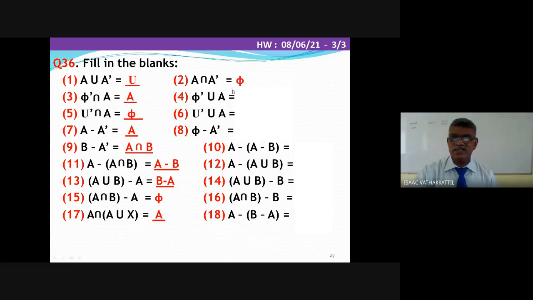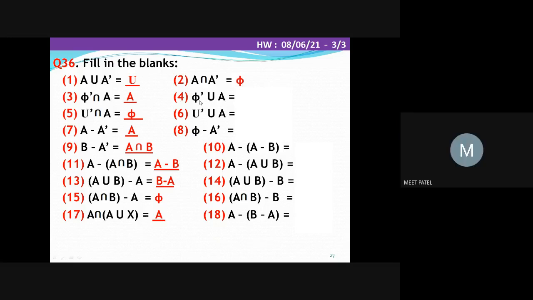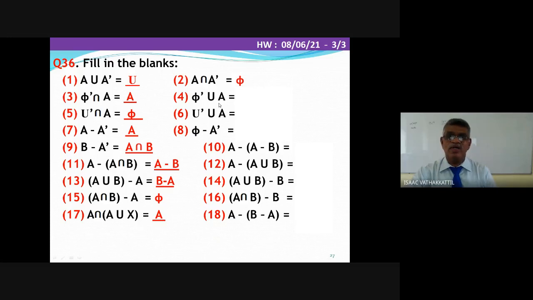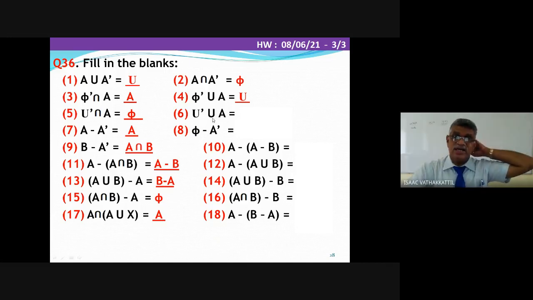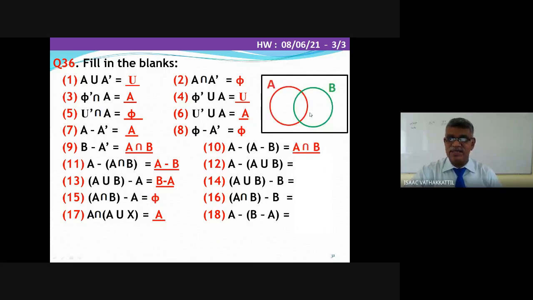A intersection A dash, null set we know. Now what is phi dash union A? Tell what is phi dash. Phi dash is the universal set. Universal set union A is the universal set. What about U dash union A? What is U dash? Null set. What is the null set union with A? A. Good. 5 minus A dash, nothing to worry. 5 minus anything, that is 5 only.